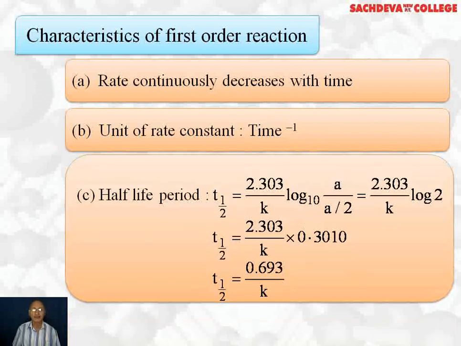Half-life of first order reaction, let's derive. t half will be equal to 2.303 divided by K log of a over a by 2. a by 2 is the final concentration after half-life. That is, when 50% of the reaction is complete, concentration will become a by 2, half of the initial concentration. This will be equal to 2.303 divided by K log 2. t half is equal to 2.303 divided by K into the value of log 2, which is 0.3010. t half will come out to be 0.693 by K.